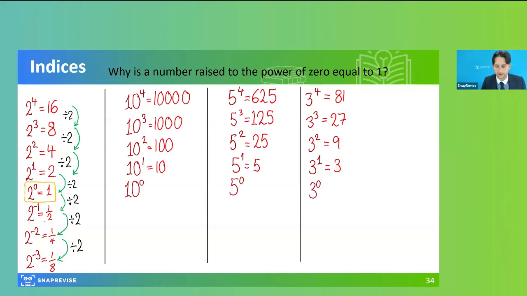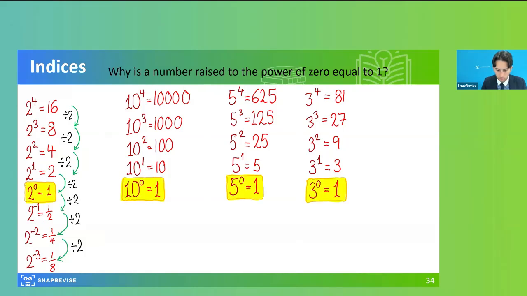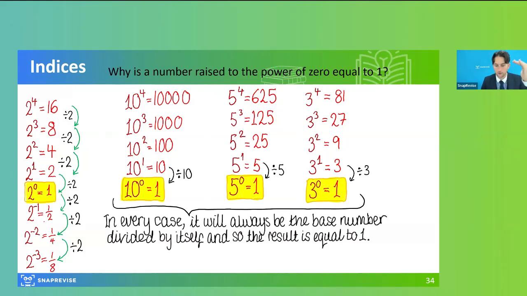So that would mean that 10 to the 0 is 1. And 10 is pretty cool because you can kind of count the number of zeros. But this pattern will be true whatever the base is. You're just doing the number divided by itself. So the power of 0 is always 1. And as a result, if you keep going, the negative powers are like 1/10 or 1/5, and so on. So in every case, anything to the power of 0 is 1 because it's the base divided by itself.